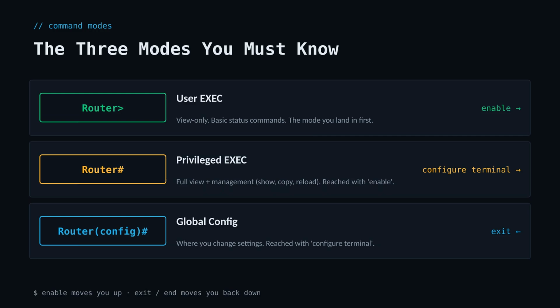When you log in, you land at router greater than. That's user exec. Look but don't touch territory. Type enable and the prompt flips to router hash. Privileged exec, where you can run show commands, copy configs, and reload the box. From there, configure terminal drops you into router config hash, global config, where actual changes happen. Going up takes enable and configure terminal. Coming back down, just exit or end.